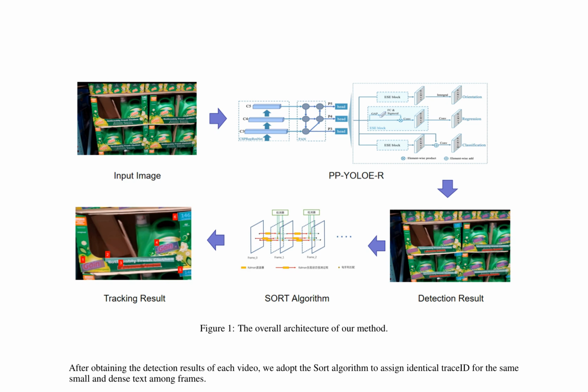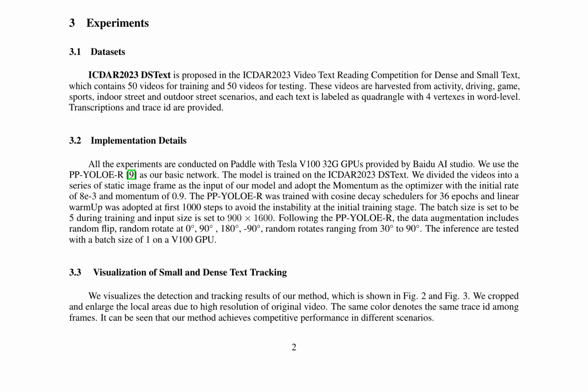The ICDAR 2023 DSText dataset, comprising 50 training and 50 testing videos from diverse scenarios, is used for experimental evaluation. Each text instance is labeled as a quadrangle with 4 vertexes at the word level, accompanied by transcriptions and trace IDs. Implementation details reveal that the experiments are performed using Paddle on Tesla V100 32G GPUs, with the PP-YOLOE-R network serving as the basic architecture. The network is trained on the ICDAR 2023 DSText dataset, with the momentum optimizer and an initial learning rate of 8E-3.